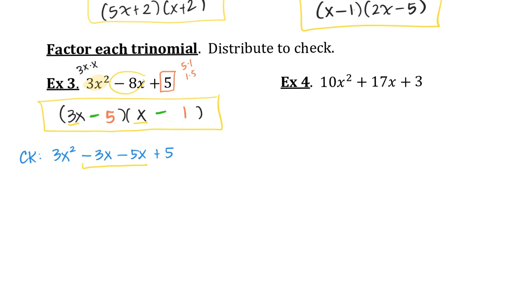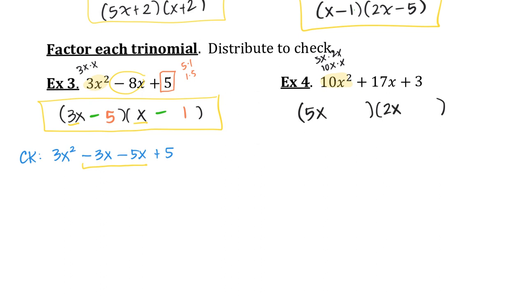Let me see. I am going to go ahead and set it up. Let me just look at the first term. What do I times to get 10x to the second? Well, I could do 5x times 2x, or I could do 10x times x. What do you think? Let's try 5x and 2x. But I'm just guessing. If I'm wrong, I'll just change it later.